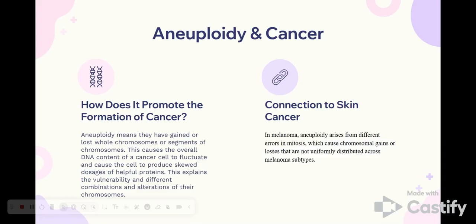Number 3, chromosome cohesion defects or kinetochore microtubule attachment errors, which are often linked to dysregulation of Aurora B kinase, or AURKB. Number 4, oncogene-induced mitotic stress from mutations in RAS and other drivers, which can promote chromosomal instability. These errors cause chromosomal gains or losses that are not uniformly distributed across melanoma subtypes. For example, acral melanomas, cutaneous melanomas with chronic sun damage, mucosal melanomas, and uveal melanomas each show characteristic recurrent aneuploidy patterns.